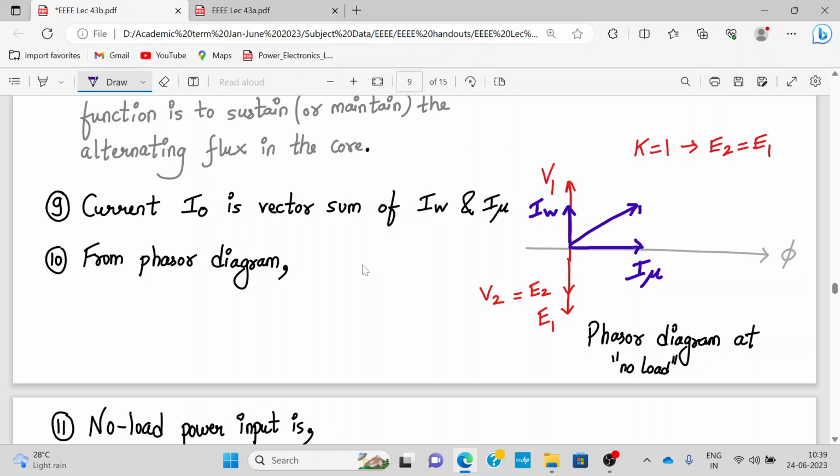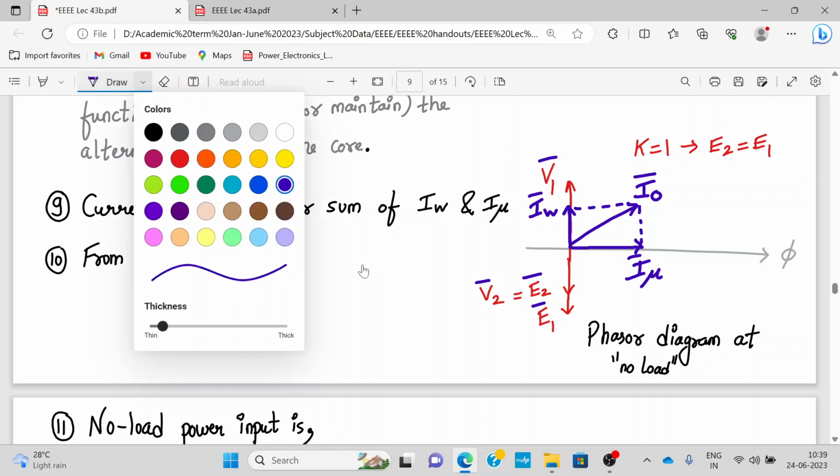So this is your vector sum I naught bar. Let's represent in terms of bar: we have V1 bar, V2 bar, E2 bar, E1 bar. So I naught is the vector sum of IW and I mu. This is the phasor diagram at no load.